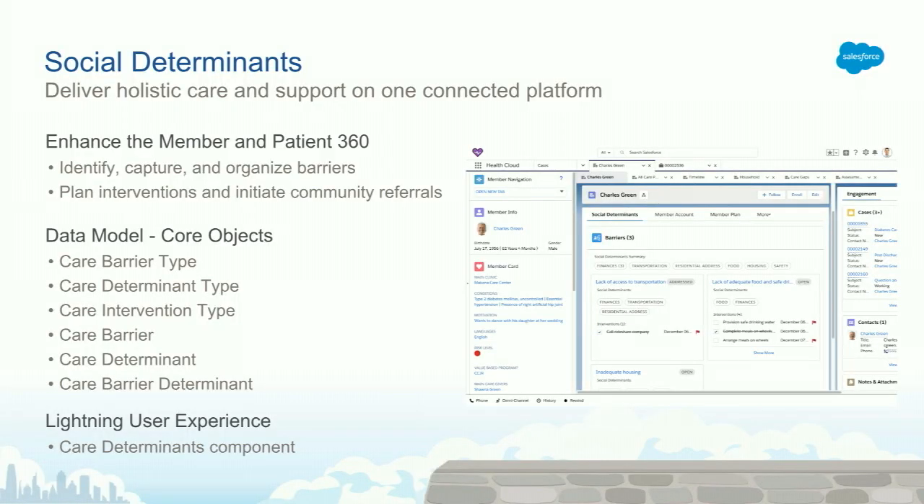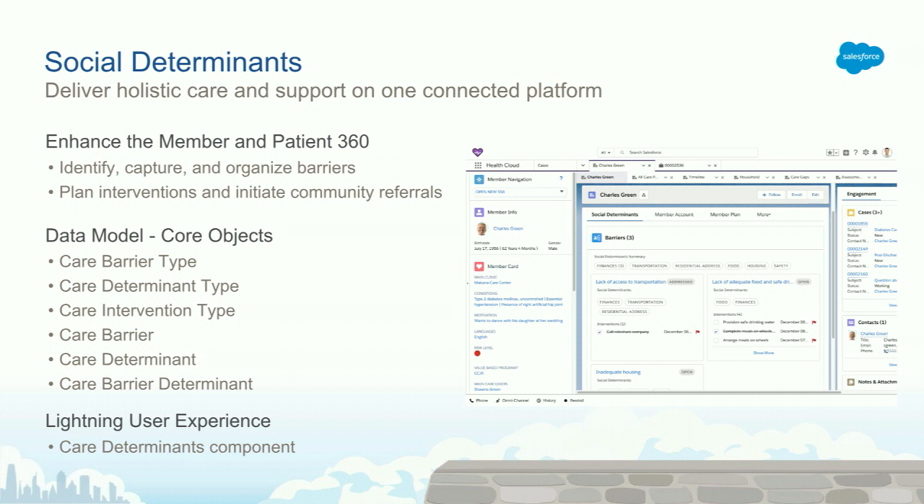Thank you, Rohit. So let's dive into social determinants. As a former clinician working in the emergency department, social determinants are near and dear to my heart. With social determinants in Spring 19, Health Cloud enables its users to deliver holistic care and support on one connected platform. Our customers will be able to enhance the member and patient 360 profile by identifying, capturing, and organizing barriers. And then a step further, they'll be able to plan interventions and initiate community referrals using partner solutions.